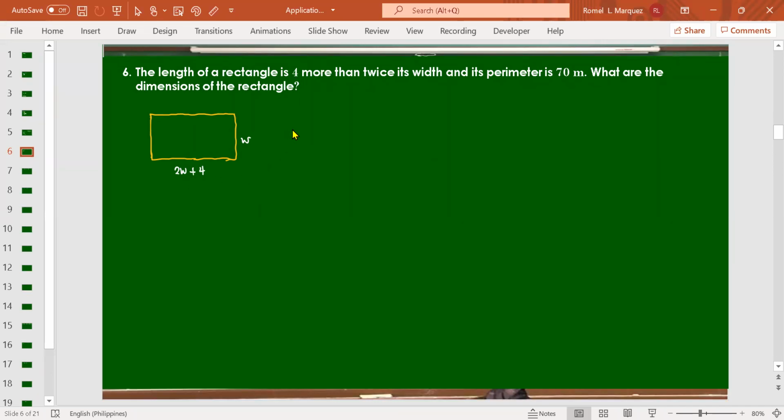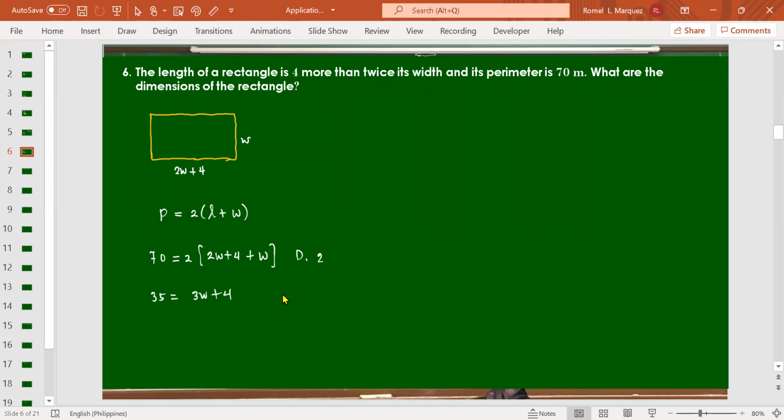So, when you say perimeter, what's the formula for the perimeter, guys? 2 times length plus the width. Yes, sir. But what is our L? 2W plus 4. What is our width? W. What is our perimeter? 70. Divide by 2, we get 35 equals, wala na yung 2, no? So this is 2W plus W is 3W, then plus 4. Okay?